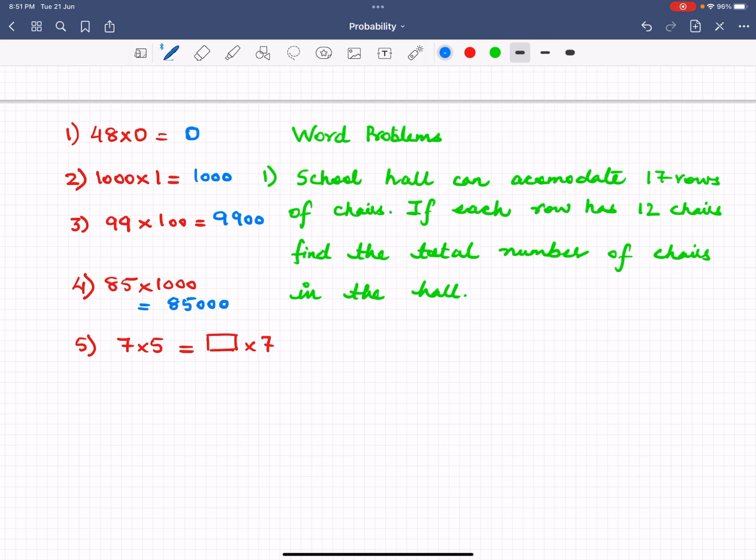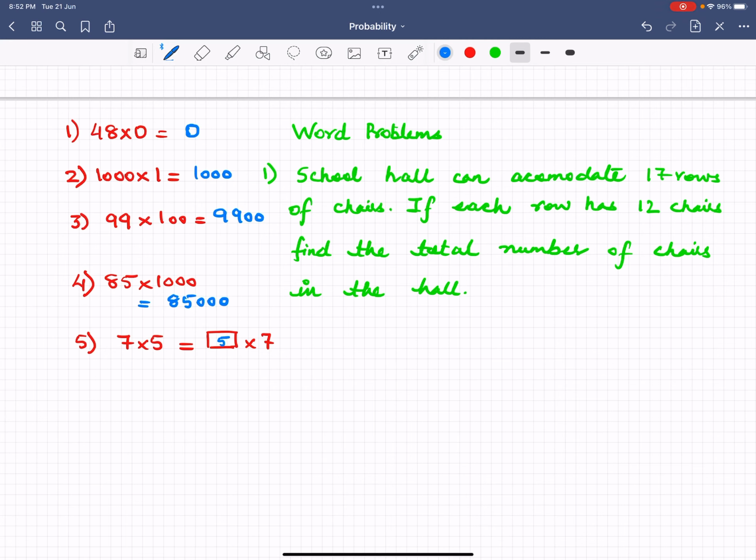The next rule that we discussed was that the position of the factors does not matter in multiplication. So whether we write 7 into 5 or we write 5 into 7, in both cases the answer is the same, which is 35. So the answer here is 5.